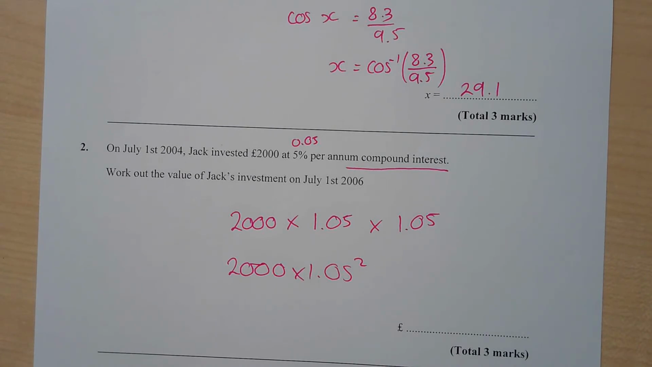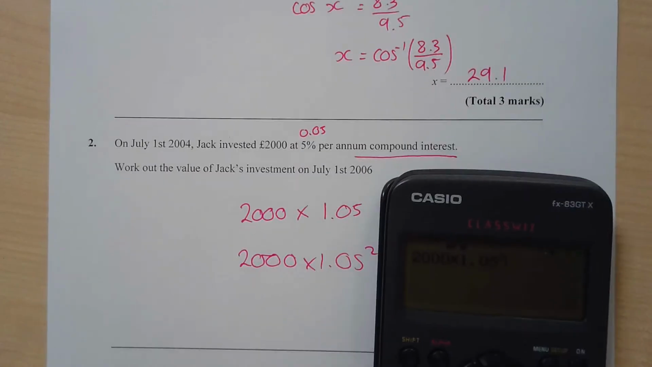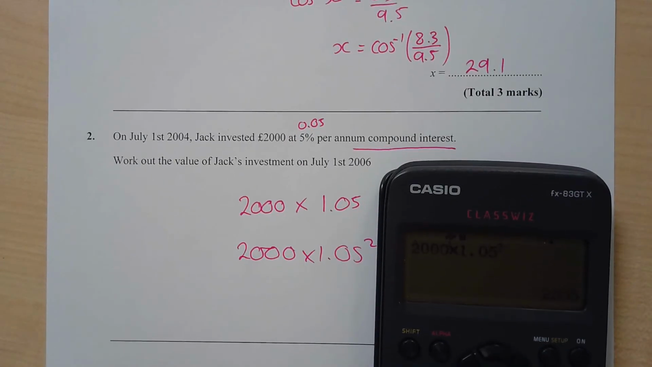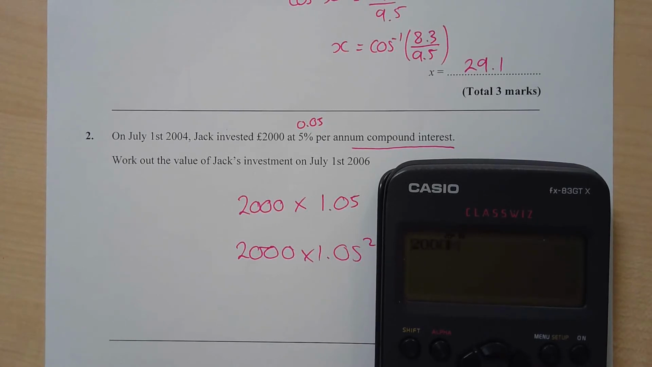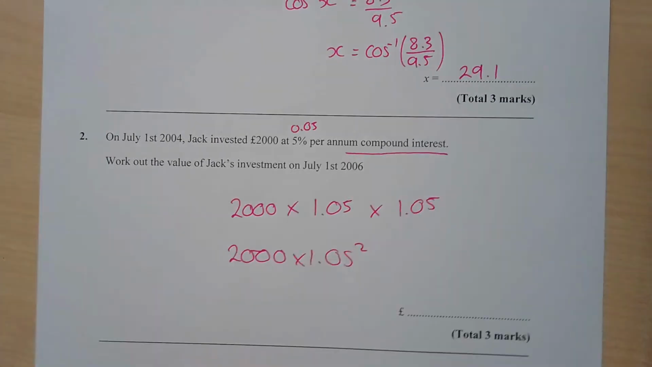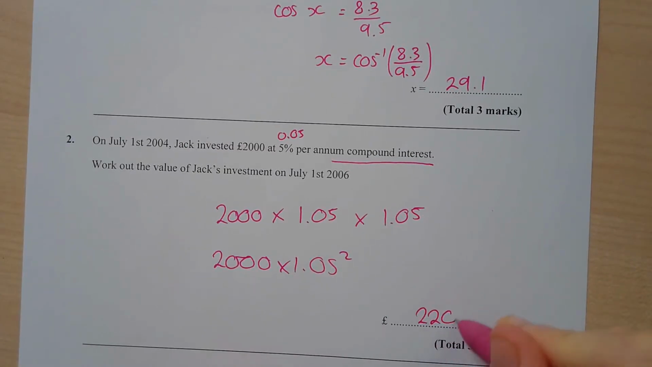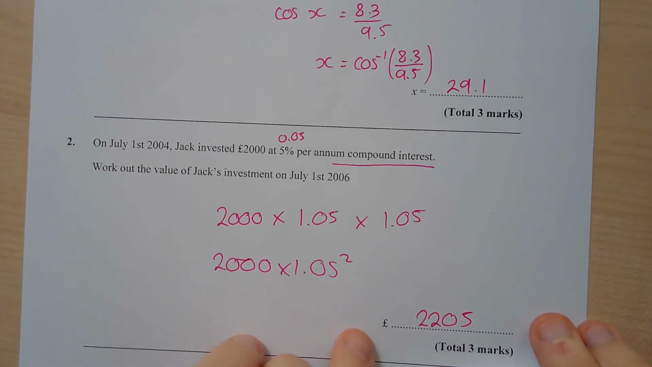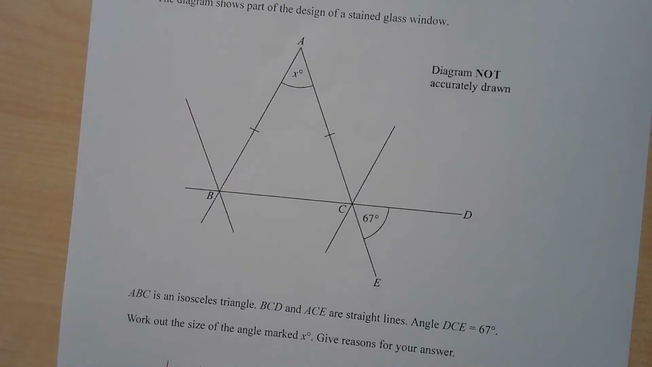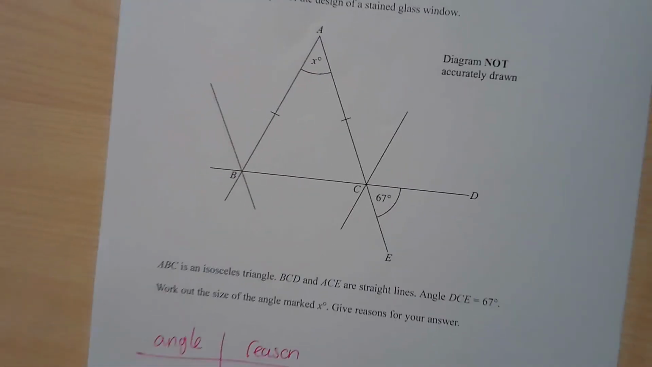Oh, it's a calculator paper, just remembering to write everything on your calculator and on your paper. £2,205. Okay, that's the next question.